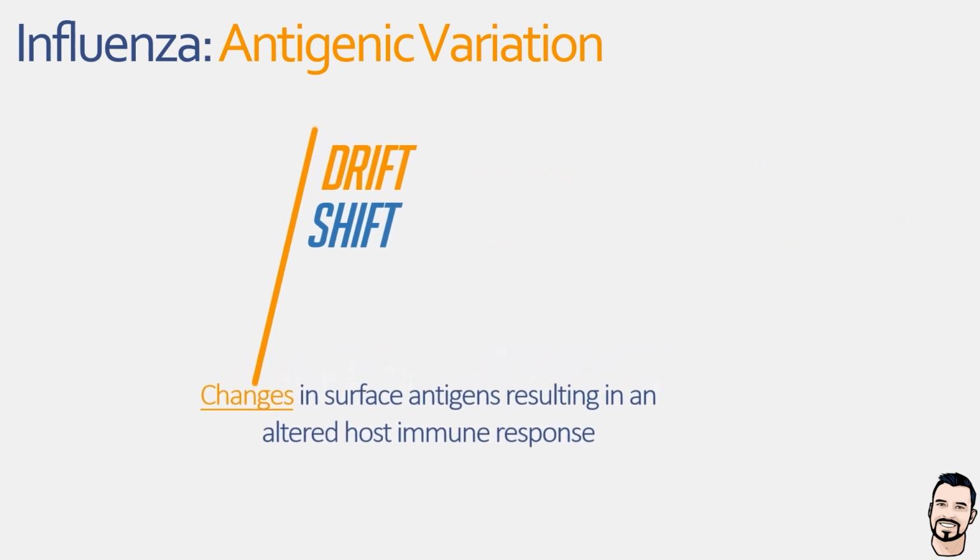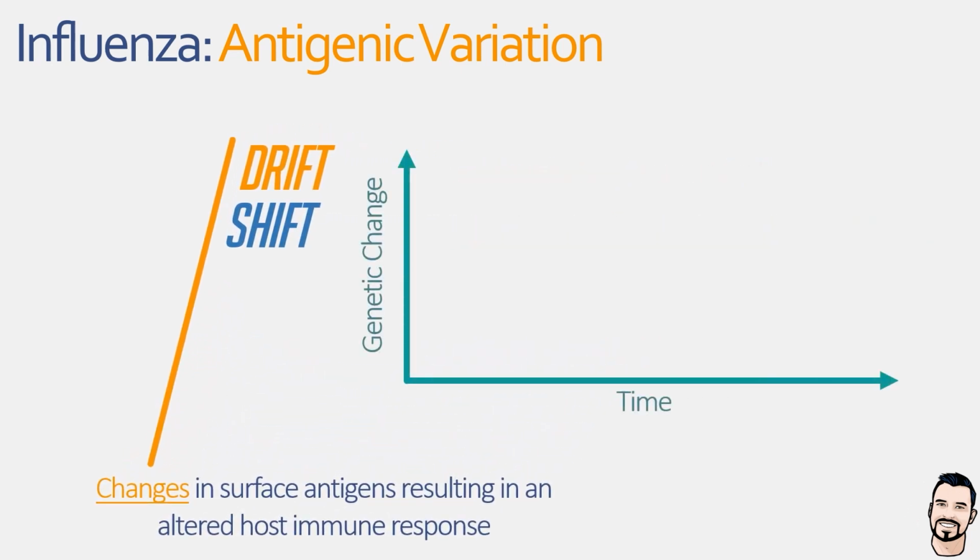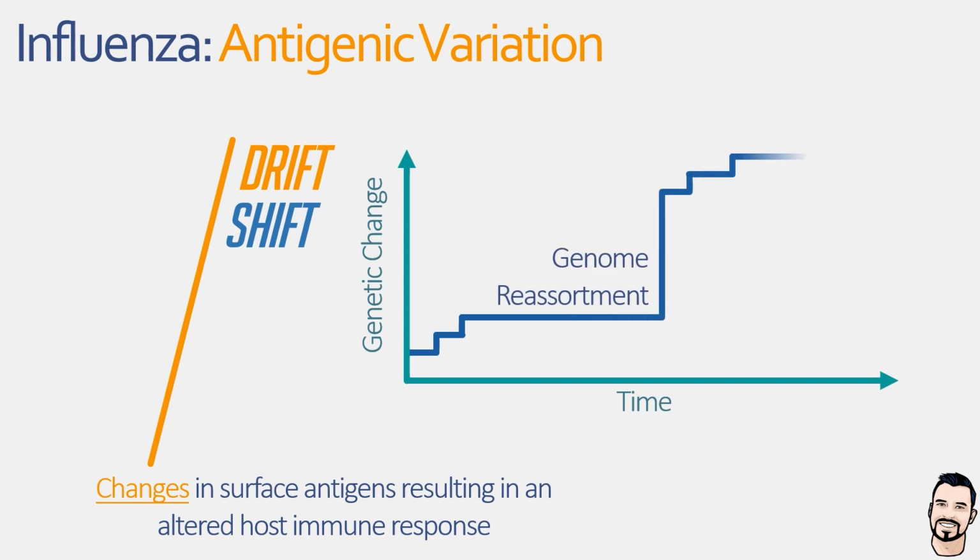on a graph. So if we plot genetic change over time, we can see that during antigenic drift there is a change in the original genome over time due to point mutations, with each mutation altering the genetic code slightly. Antigenic shift, on the other hand, is where there is a large change in the genome at a single time point due to genome reassortment. So this is where a cell might be infected with two different types of influenza virus, and different segments of the genome are packaged into different virions, creating a slightly new variant.